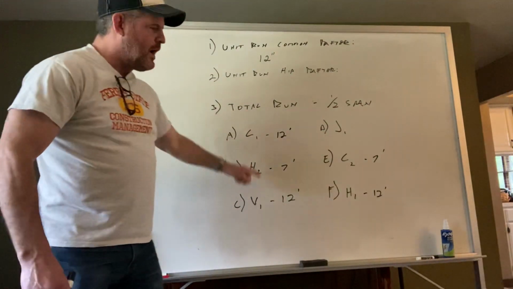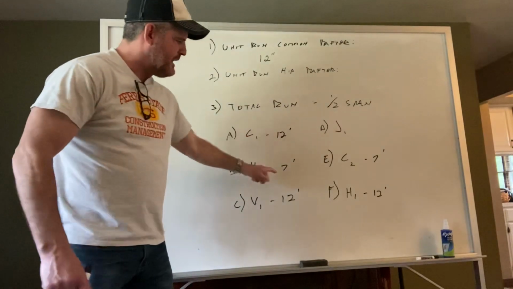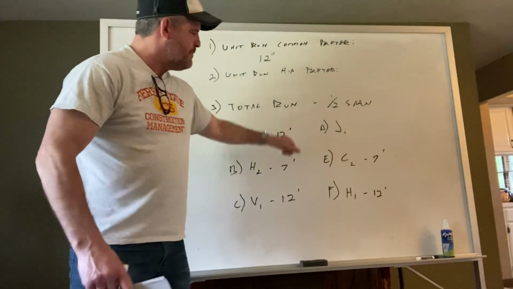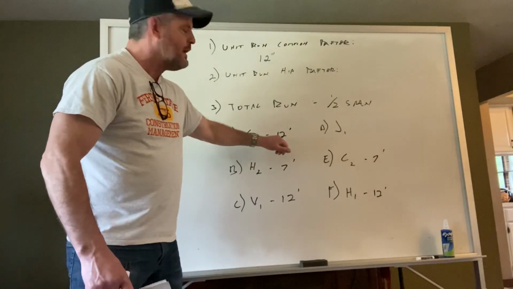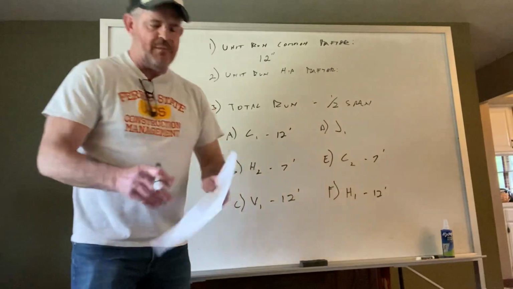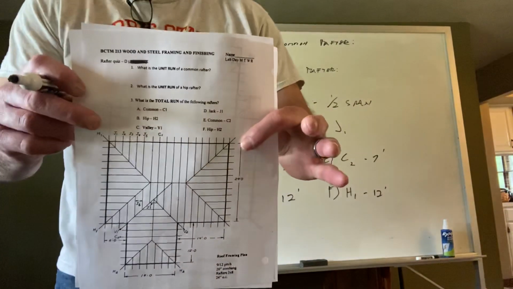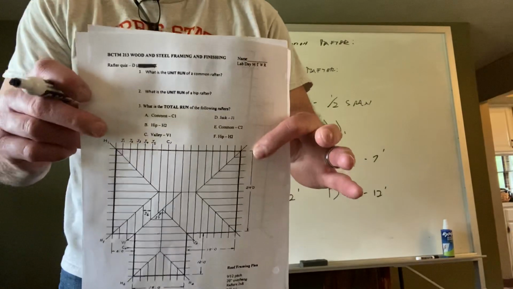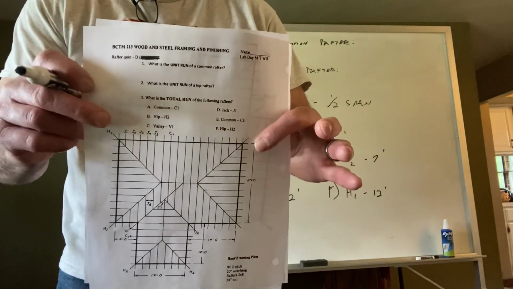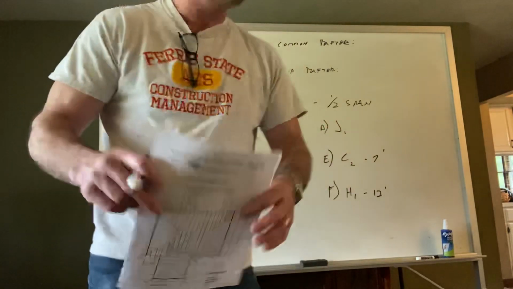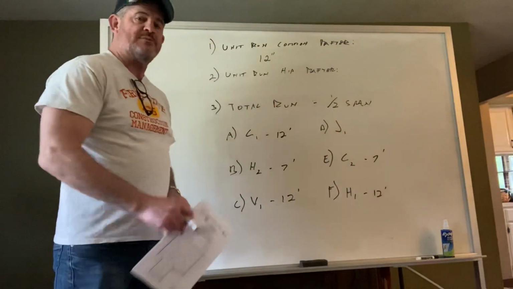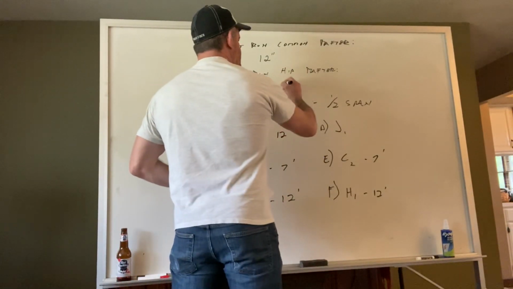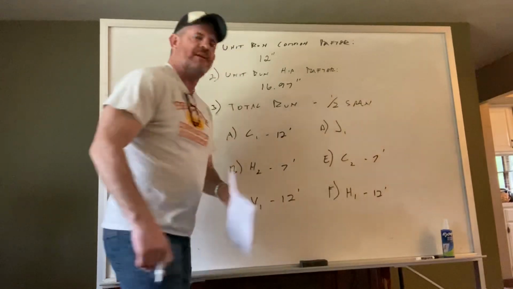So no matter what, my run is going to be usually an even number. But it can be feet and inches, I guess, but still, it's 1/2 my span. And you might be asking, well, how can that be? Because I look at my hip and I look at my valleys and I can see that they're significantly longer than my commons. And you would be correct in asking that question. That's what we're going to talk about today. And that's because, and I will show this through the math, the unit run of my hip is 16.97 inches.